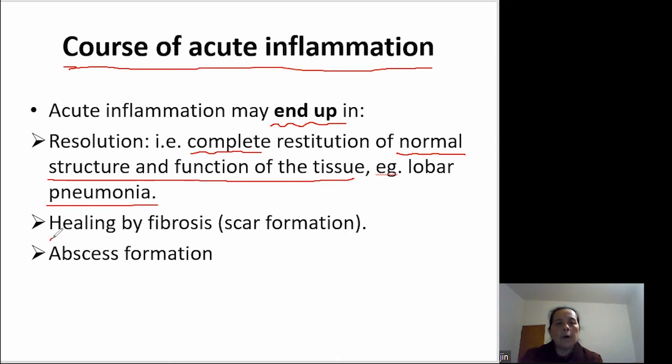And the second possibility is a kind of healing, but it's healing by scar tissue. It's not the original tissue there. So that means they recover the shape, but not the function, because different cells have different functions. And the scar tissue is mainly fibrous. Fibrous tissue doesn't have special cell functions.